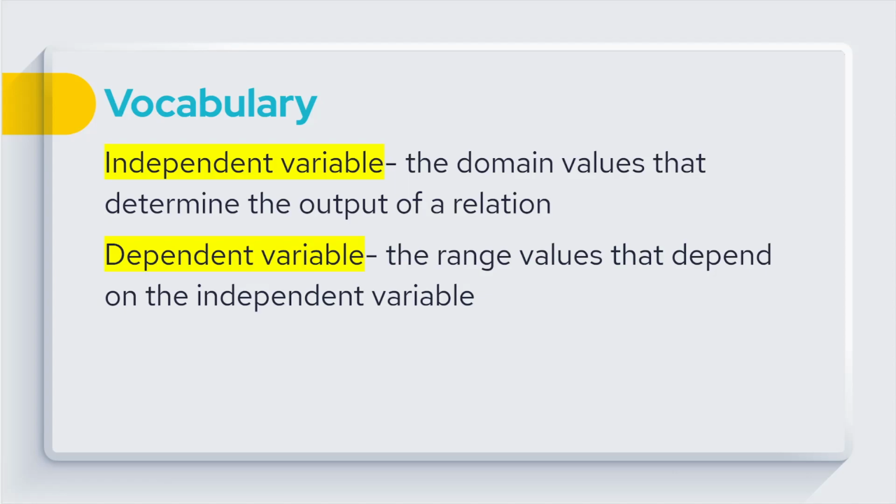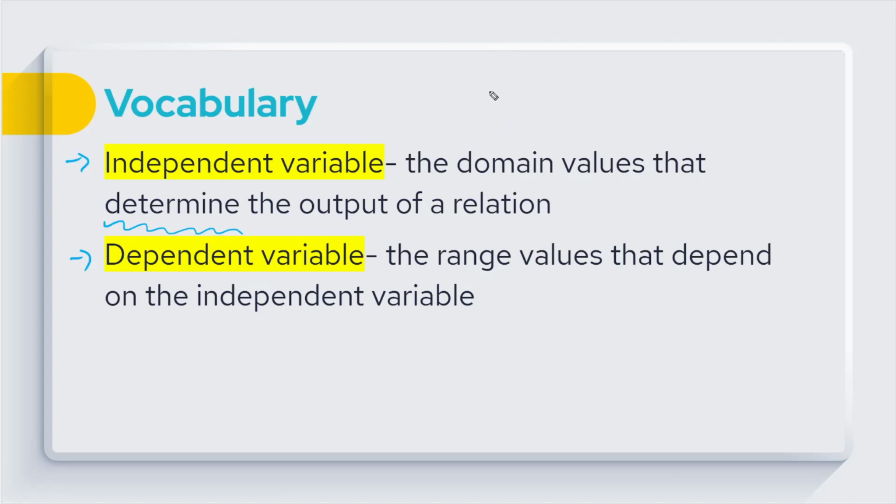So you may have heard these expressions, independent variable and dependent variable. In a relation, usually one of the values is going to depend on the other one. The dependent variable depends on the independent variable. The independent variable does not depend on the dependent variable. These independent variable values determine the output of the relation.